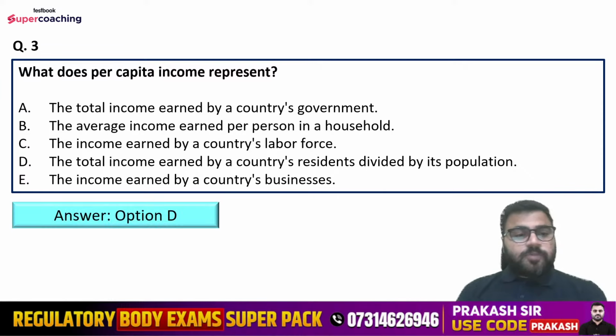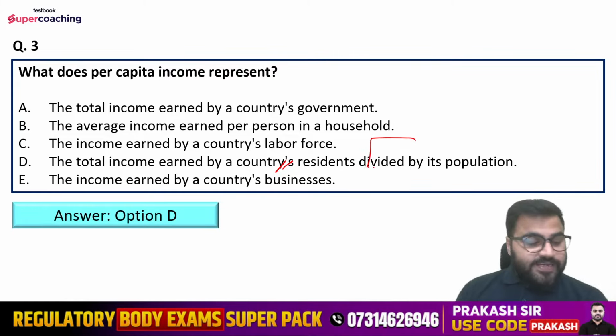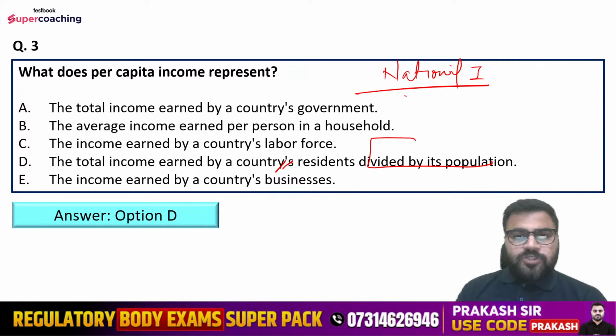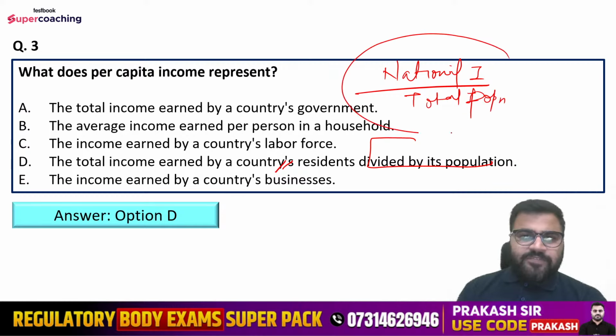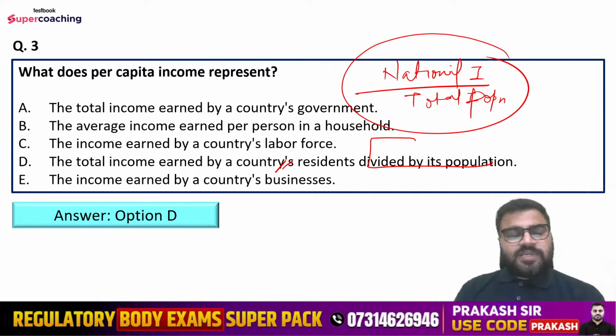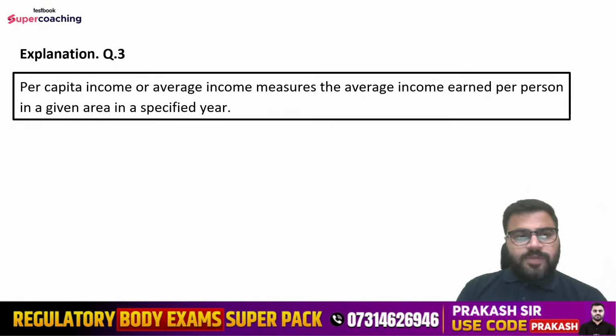So right answer is option number D, that is the total income earned by a country's residents divided by its population. ठीक है. So national income divided by total population, and this gives the figure of per capita income. Per capita income is an average income. This doesn't mean कि everyone is earning this much income, but this is an average income, right? जैसे हम average निकालते हैं, so this is the average income that we calculate in the context of an economy.